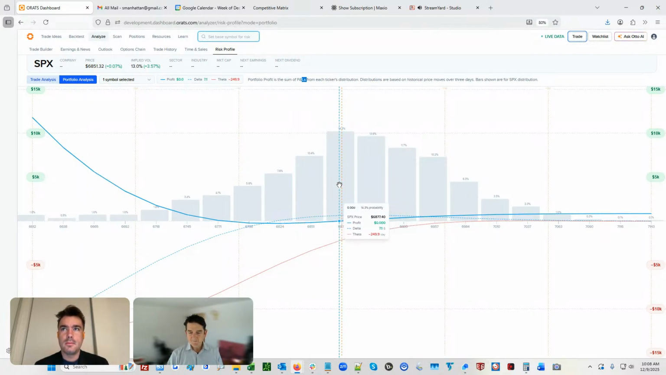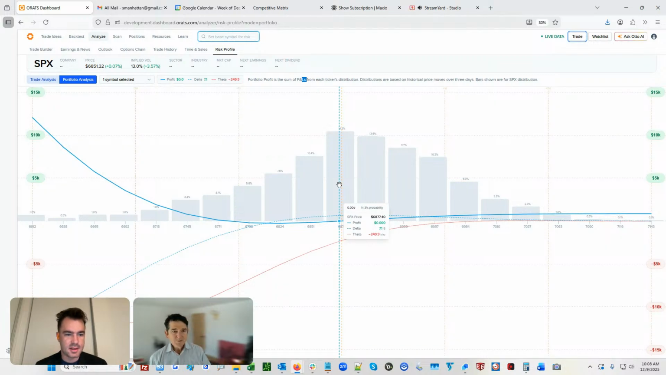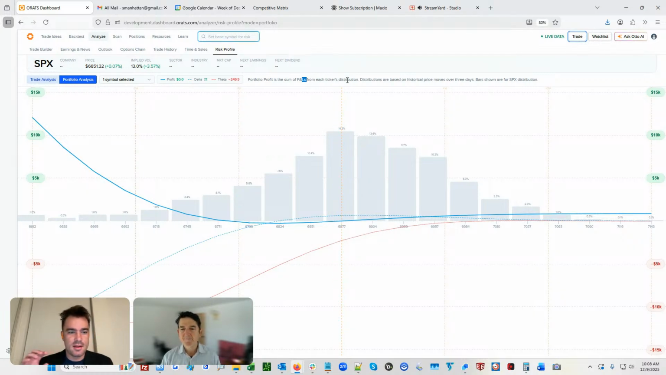Yeah, so when most people look at a payoff diagram like this, they're looking at expiration as the final value. But this is a little different, right? So we're looking at 3 days out. Everything that you're looking at in the portfolio analysis is 3 days out, and we're looking at 3 standard deviations of the underlying move. In this case, it's SPX for 3 days out.